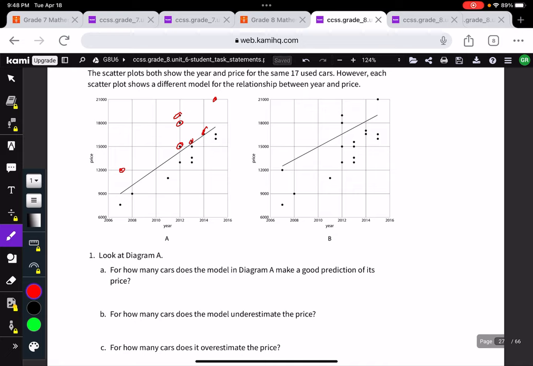For how many cars does it overestimate the price? Well, 1, 2, 3, 4, 5, 6, 7, 8, 9. That just means if there are 17 cars, what's left? That means it overestimated for 9 cars.